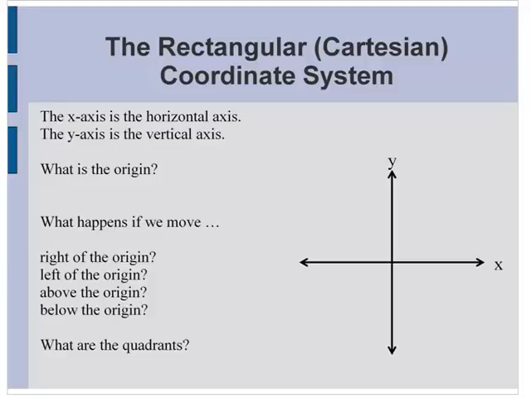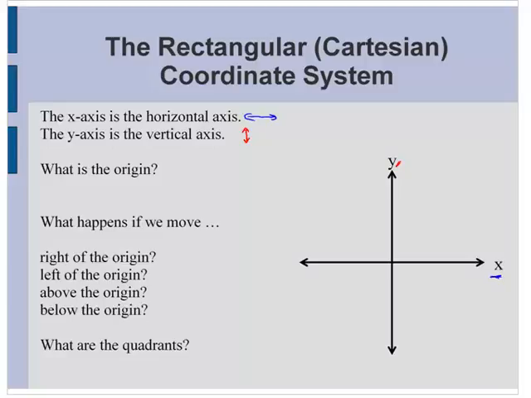Alright, so the first thing that we will identify is that the x-axis is the horizontal axis. So remember, horizontal runs left and right. So this is the x-axis and it runs left and right. The y-axis is the vertical axis, and vertical we think of as up and down. So there's the y-axis.